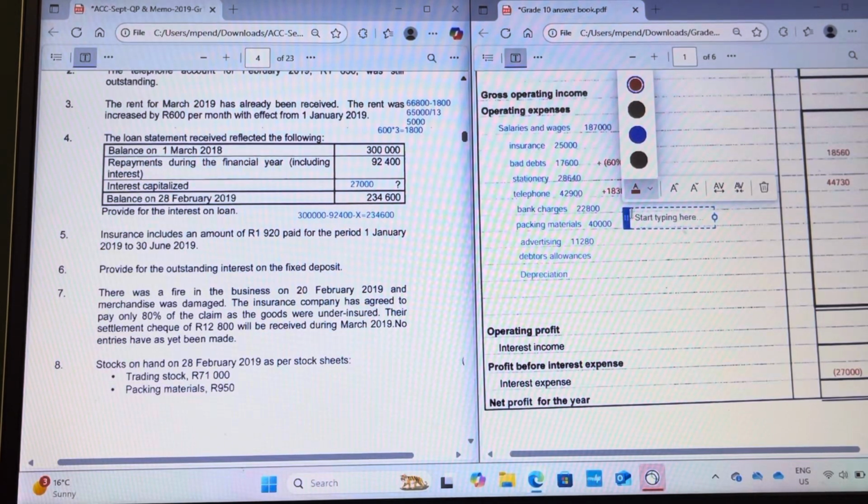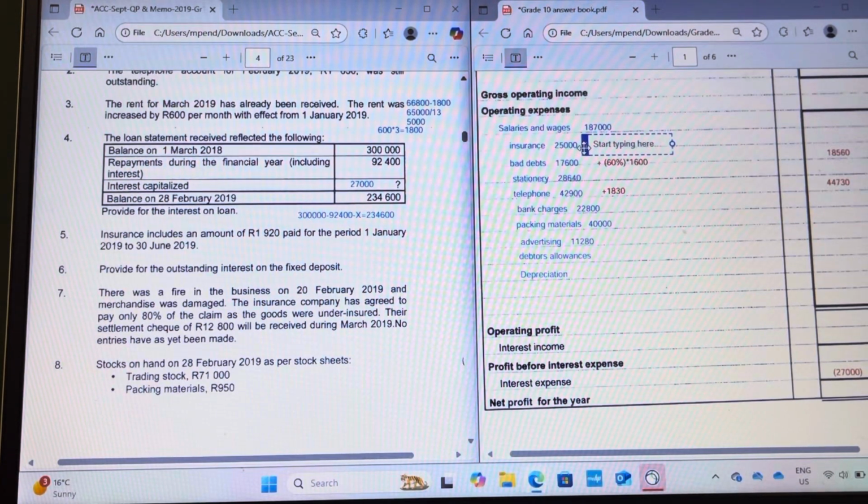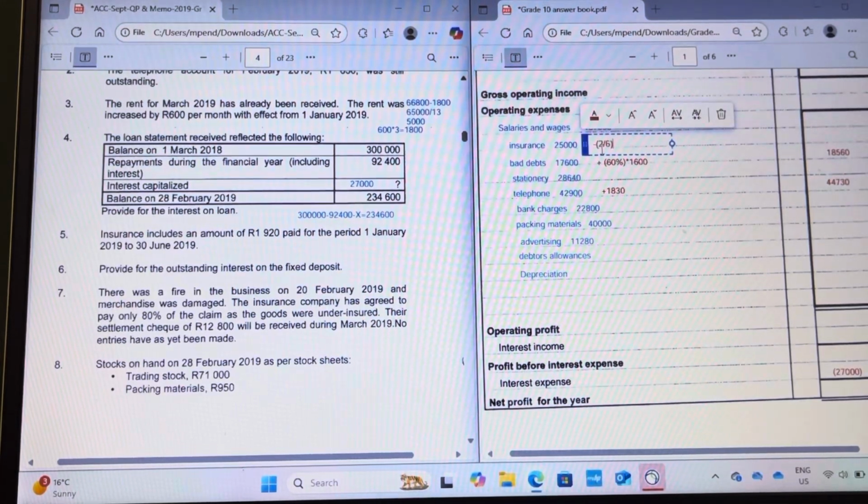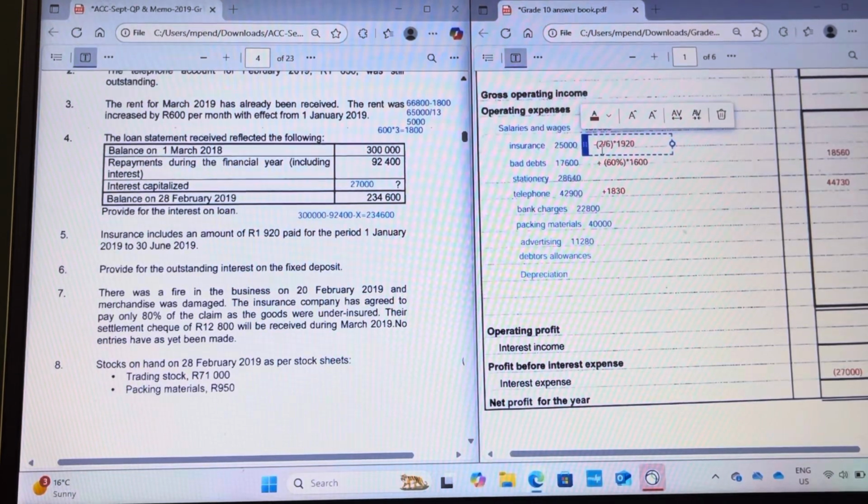Let me just change my ink color there. There we go. We're going to have to reduce it. What we want is 2 months. What we know is 6 months of this 1,920. And that will give you a value of 640. Means from this insurance we are reducing 640.